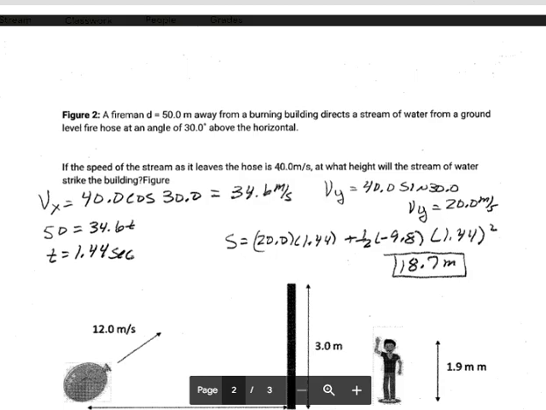Well, we know the displacement in the x direction is 50. So I'm going to do 40 cosine 30 to get my velocity in the x direction, 34.6. And I'll likewise do the sine to get the velocity in the y direction at 20.0. Since I know my x direction displacement, I'm just going to go 50 equals 34.6 t. That's my time. I will plug that into the s equals v1t plus 1/2 at squared equation in order to get a height of 18.7 meters. And notice how I'm putting in vx and vy. I'm not using the hypotenuse value. All right, next question.